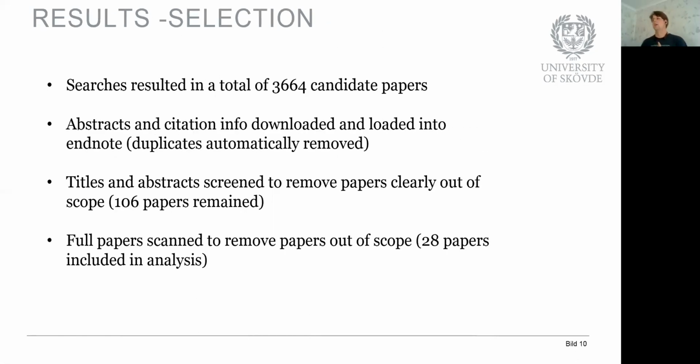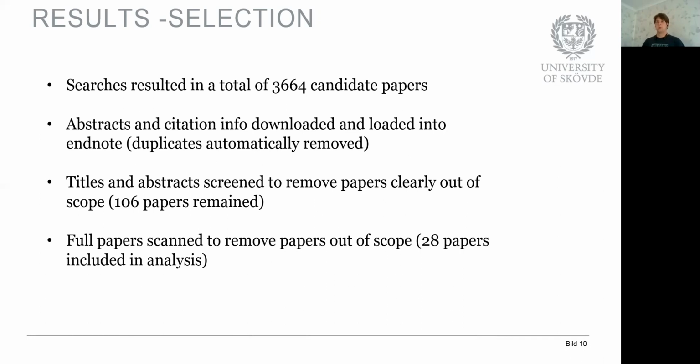So for some results, after the initial searches, I had 3,664 candidate papers. I downloaded all abstracts and citation information and loaded that into EndNote, which was kind enough to automatically remove any duplicates. Then I scanned through all titles and abstracts to remove papers that were clearly out of scope. As I'm sure you can imagine, with this quite large mass of candidate papers, there were quite a lot of papers that were very clearly out of scope. And in all honesty, I didn't scan the abstracts of papers with very telling titles.